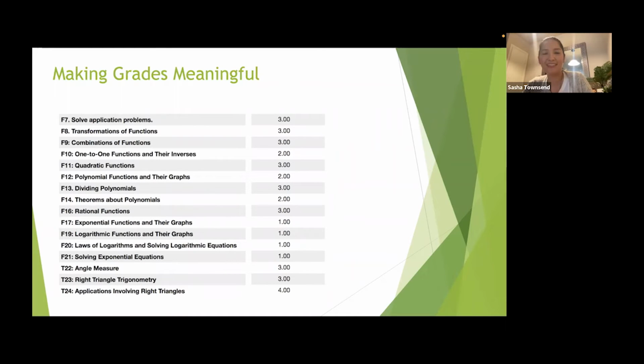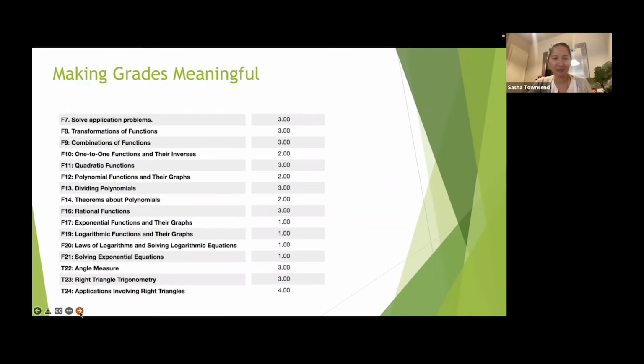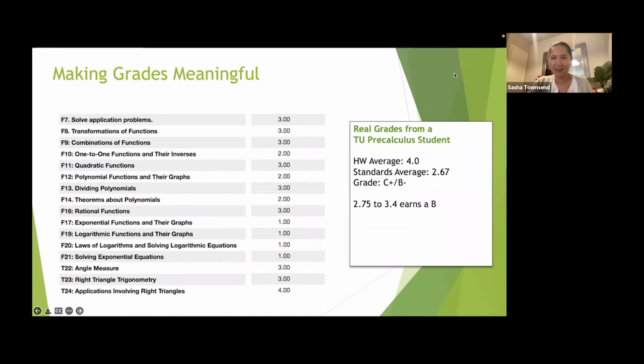What does the student need to work on? Exponential functions, exponents and logarithmic functions. Oh, and here's some summary stats.